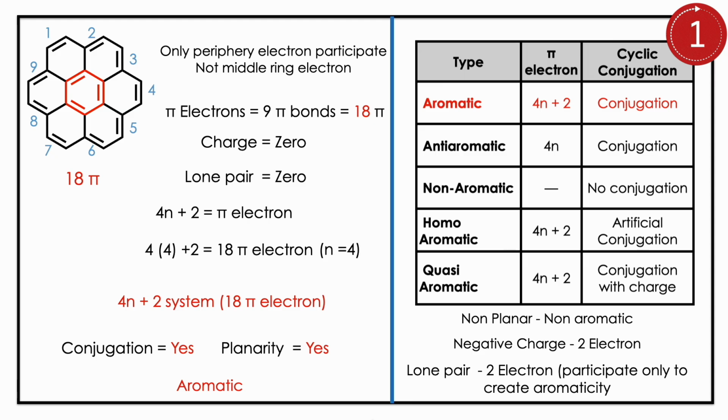So it has 9 pi bonds, which is 18 pi electrons. Charge is 0, lone pair is 0. So it is a 4n plus 2 system with 18 pi electrons, where n equals 4. Conjugation is definitely there. Planarity is promoted by the sp2 carbons. So the given compound is aromatic.